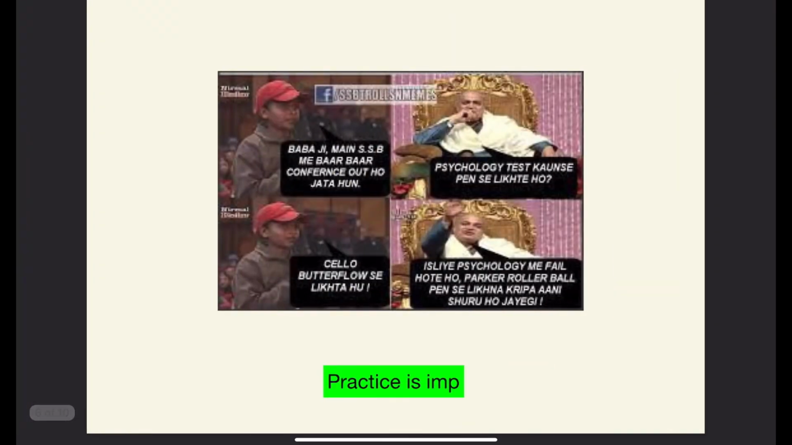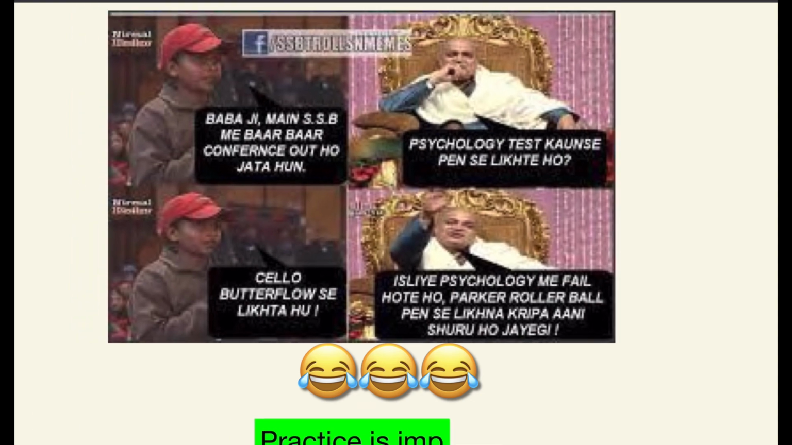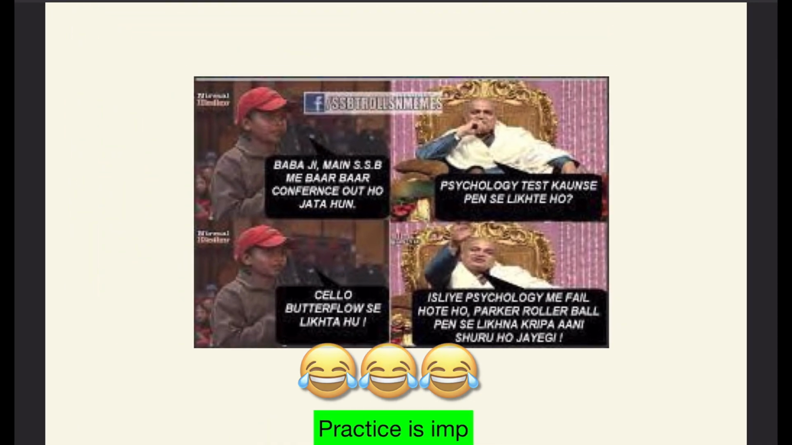So this is the thematic apperception test. Minute things do not matter much. What matters most is practice. Practice at least 20 to 30 stories.